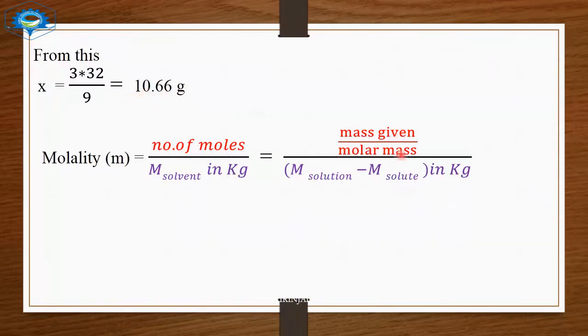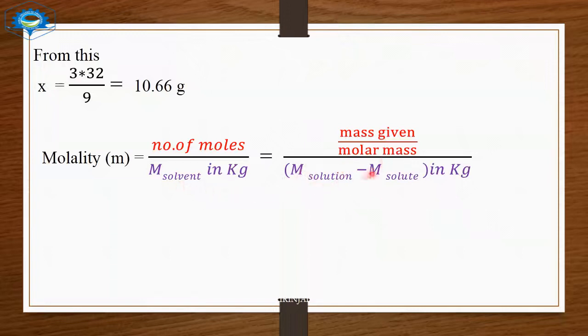Mass given we already found, which is equal to 10.66. Molar mass of methanol is already known to us, by adding the molecular mass of carbon, hydrogen and oxygen, because CH3OH is the molecular formula for methanol. Adding each molecular mass, it will be equal to 32. And how will we find the mass of solvent? A solution is formed from mixing a solute with a solvent, right? So mass of solution will be equal to mass of solute plus mass of solvent.